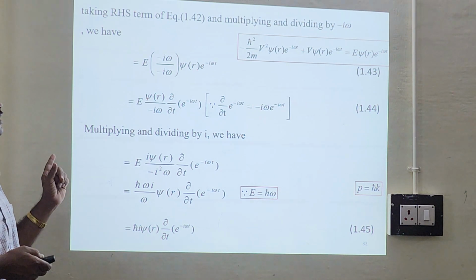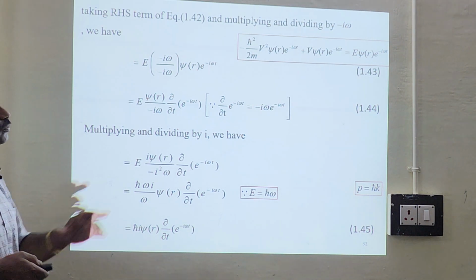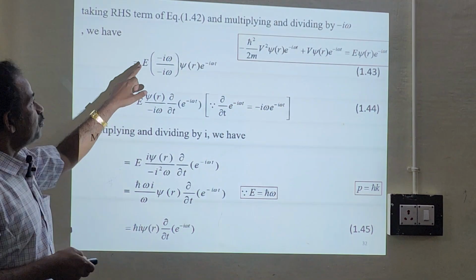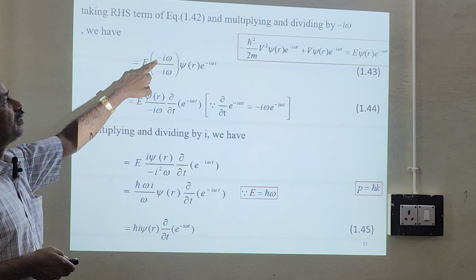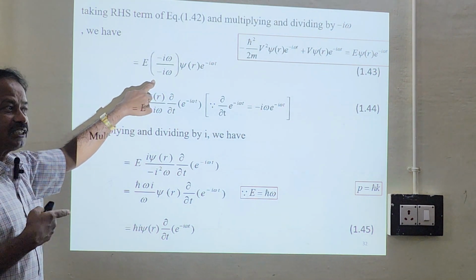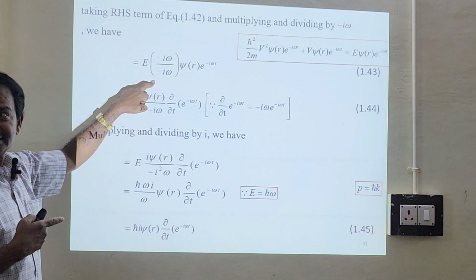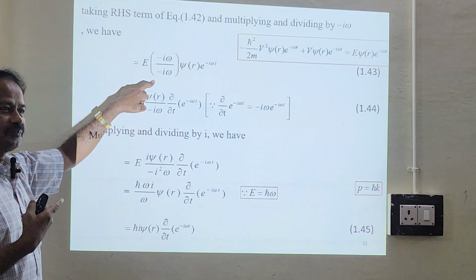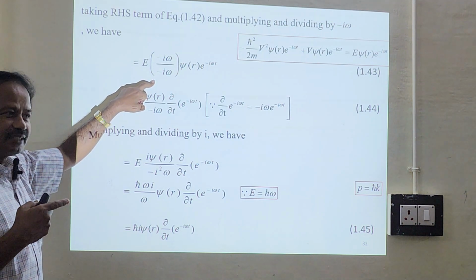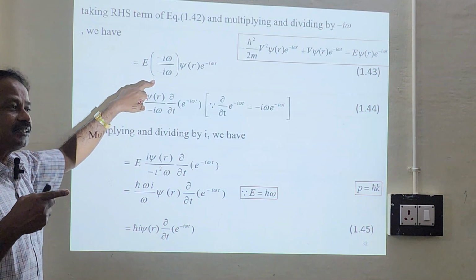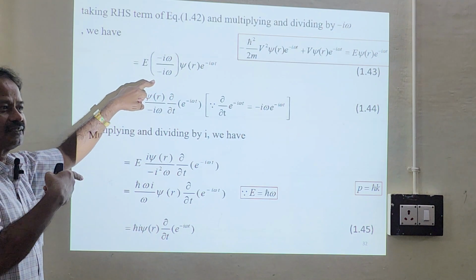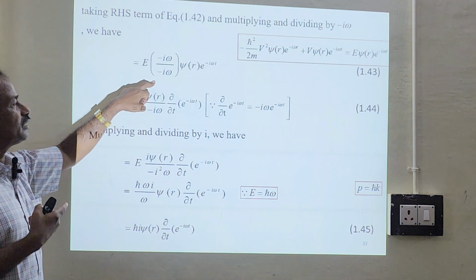Okay, just take the right hand side of 1.42. So this is equation 1.42. You just take the right hand side, multiply and divide by minus i omega. We are going to see the expression for total energy. Okay, the operator. We know already p equals minus i h cross del. Yesterday we looked into, correct. Similarly, E equals i h cross partial d by dt. Yesterday we looked into it. We are going to derive that expression.